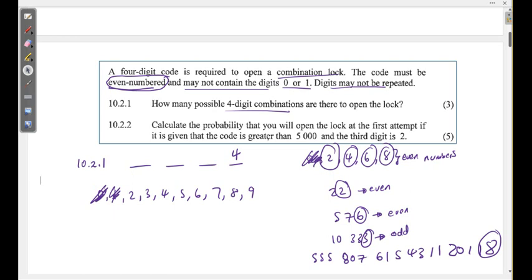But would it be correct to put 8 there? Can someone maybe try? Is it correct to put 8 there? To say yes, we have 8 options. It could be 2, 3, 4, 5, 6, 7, 8, or 9 there on the first position. Going once. Going twice. It's not correct, sir. Why is it not correct? Because they said digits may not be repeated. Perfect. Because they said that the digits may not be repeated.